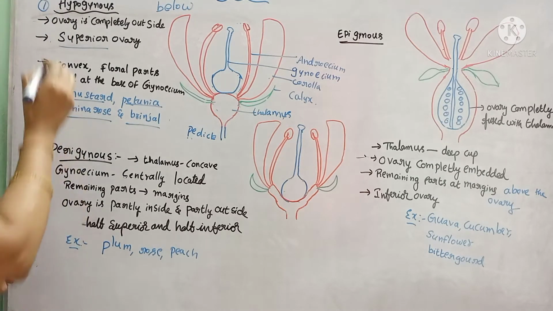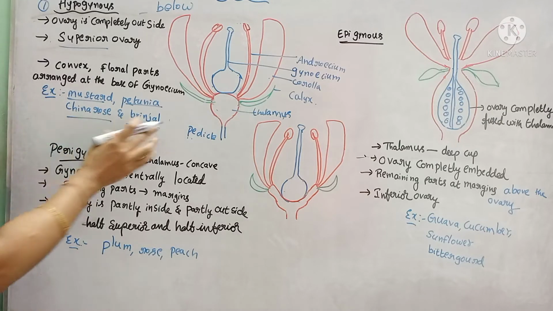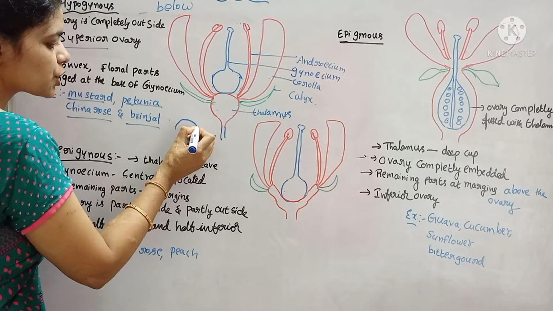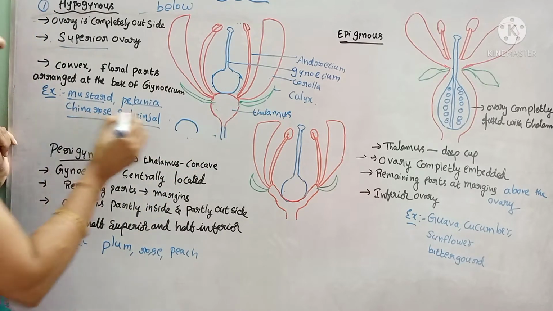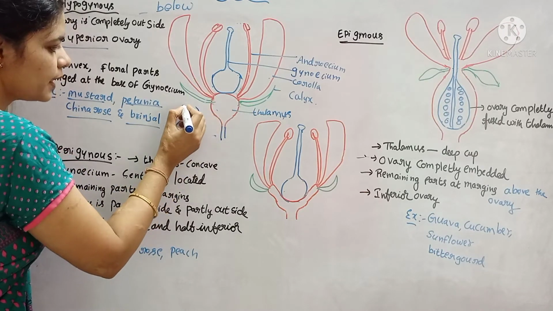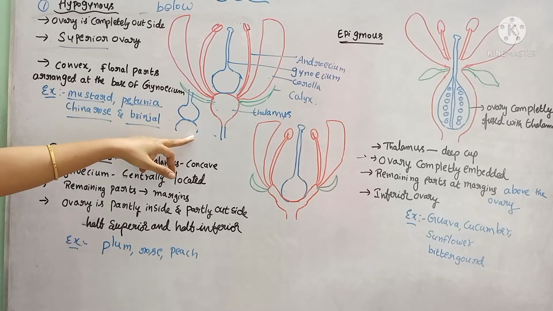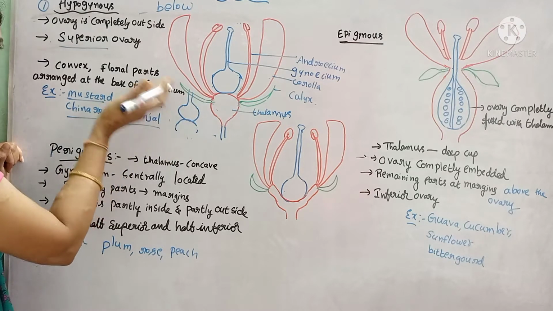The first one, hypogynous. What is the meaning of hypo? Hypo means below. If you see this, here the thalamus is convex shape. On this, the gynoecium is present. See here, this gynoecium is the structure. So the thalamus is convex shape. On this, the gynoecium is arranged and the ovary is completely outside.